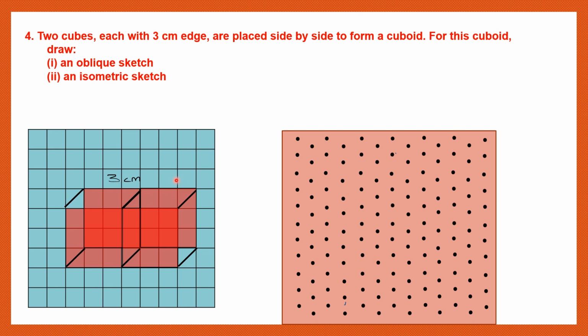3 centimeters plus 3 centimeters will make it 6 centimeters. So here now instead of 3 centimeters, what do we have? We have 6 centimeters. The height will be 3 centimeters and the width will also be 3 centimeters. So now we've got an oblique sketch of two cubes which we place side by side, and now we have a cuboid. Can you see now it's become rectangular in shape? So this is a cuboid.